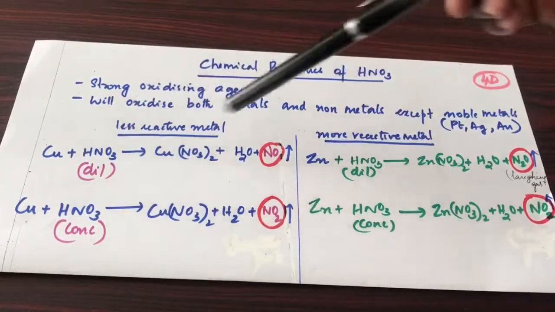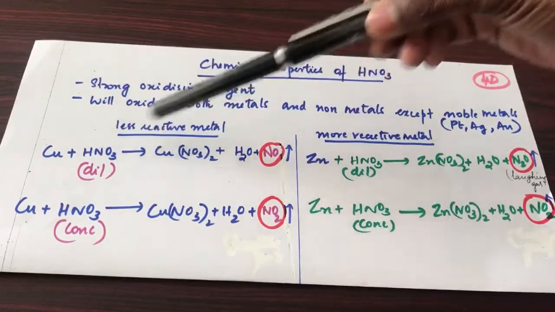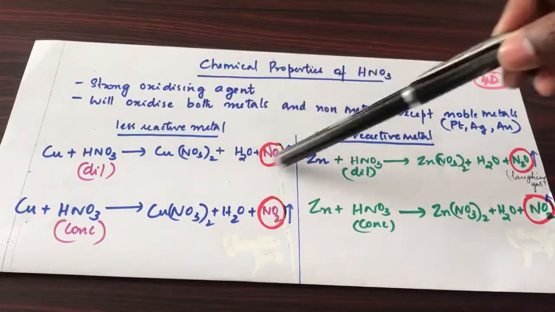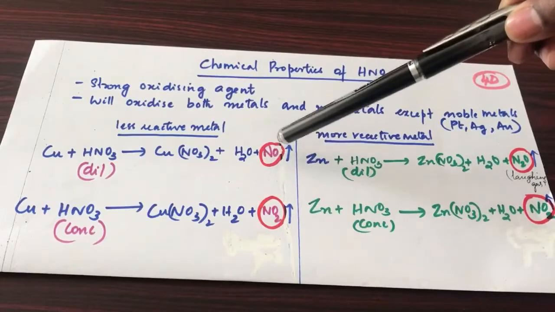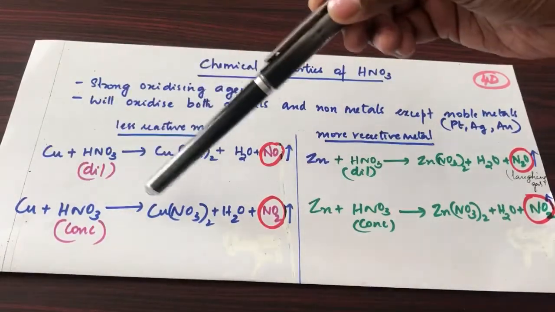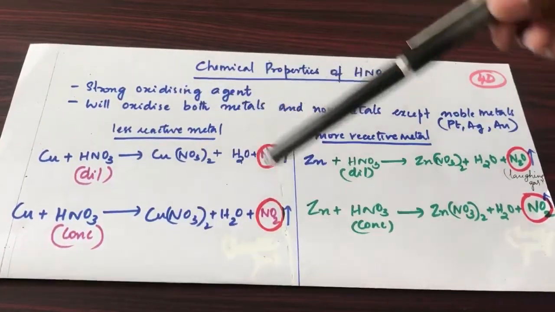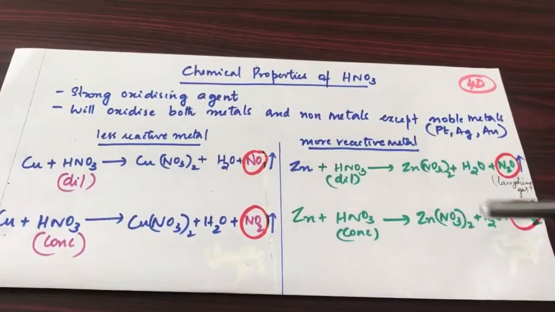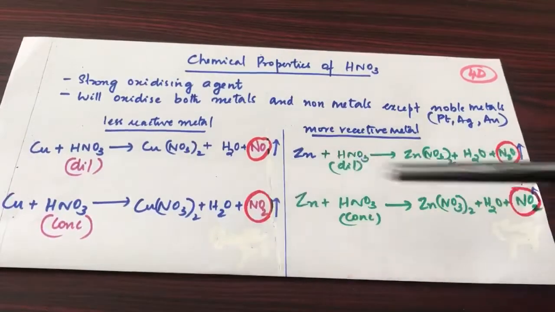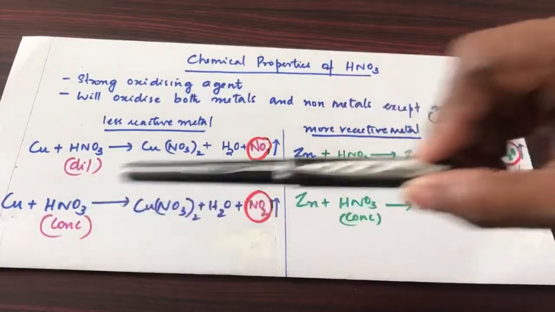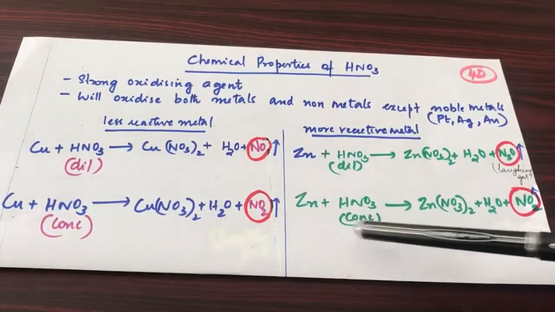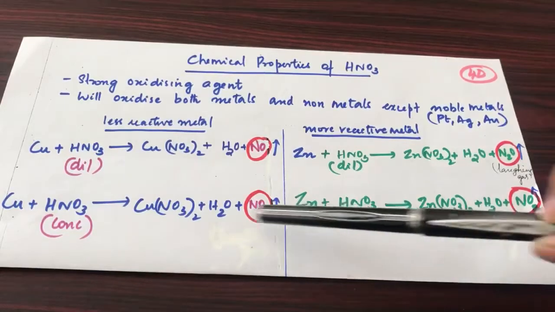So you can see here, Cu plus HNO3 gives copper nitrate, H2O and NO. Okay, and with concentrated HNO3, it will be copper nitrate, H2O and NO2 coming out. Okay, so in the case of concentrated HNO3 with the copper and also zinc, the products are the same as you can see here.